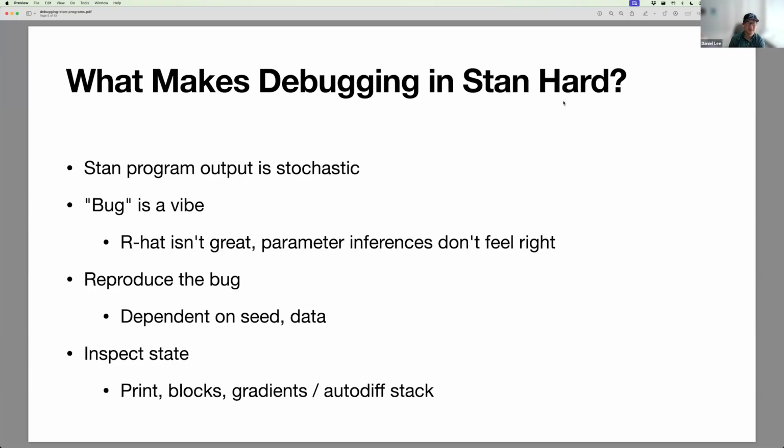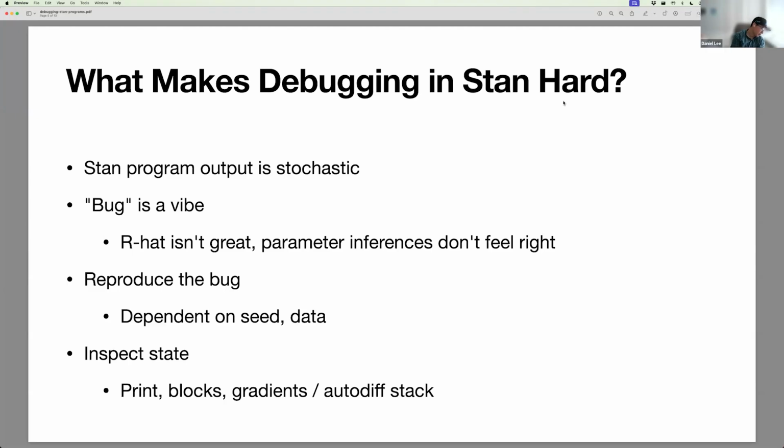The second thing is that a bug here is sort of a vibe. It's a feel. Your R-hat isn't great. The parameter inferences don't feel right. These aren't necessarily cases where you put input in and you know that the output is wrong. It's more like you feel like something isn't right.